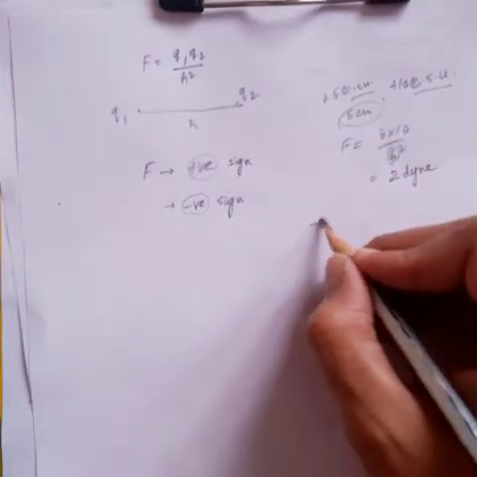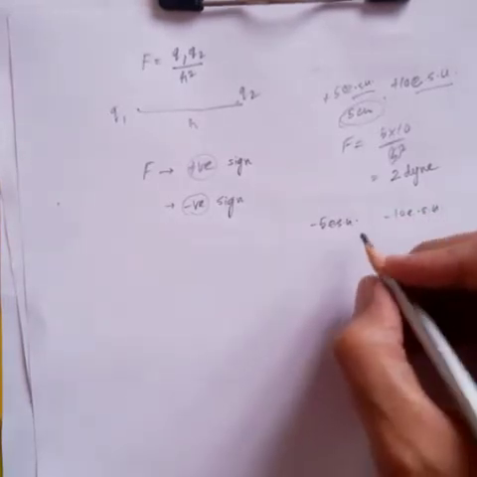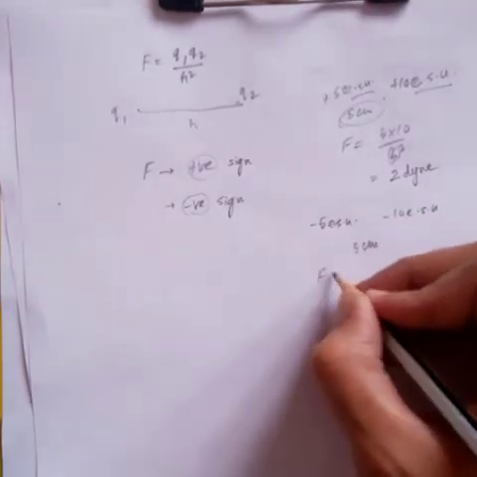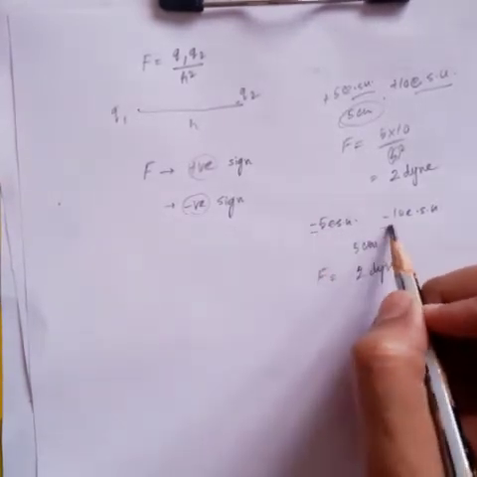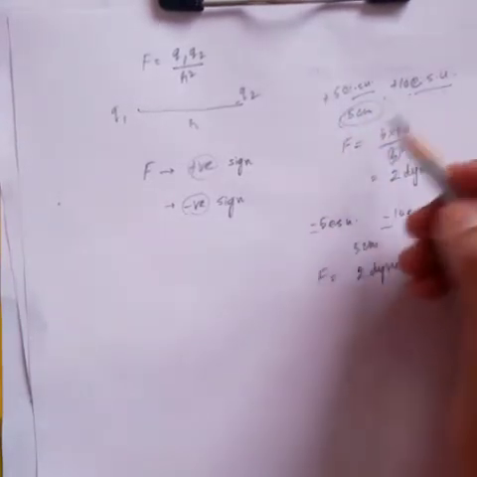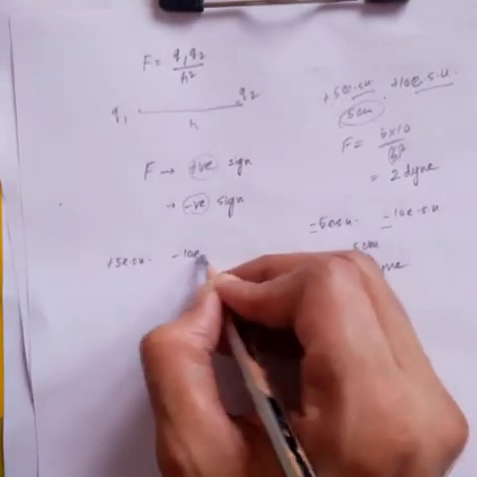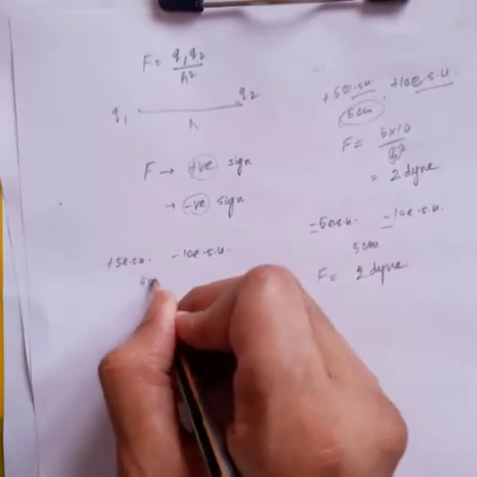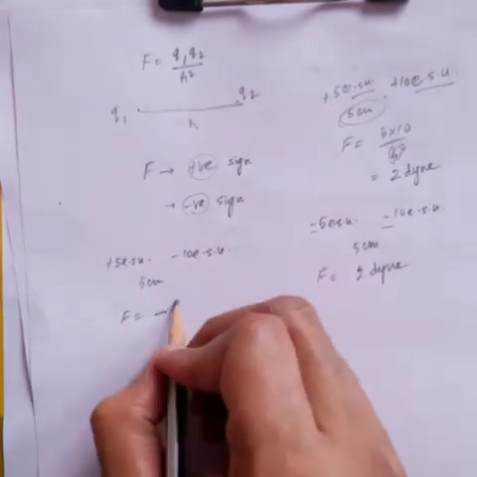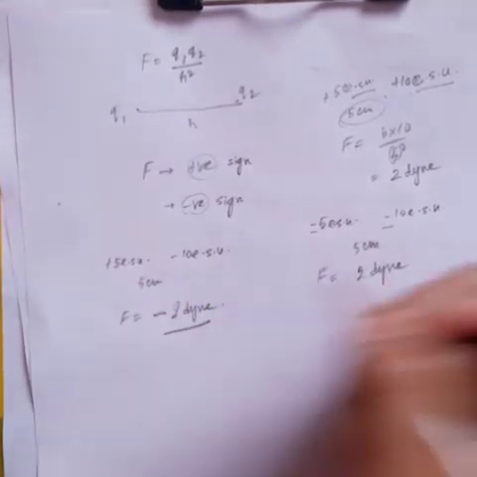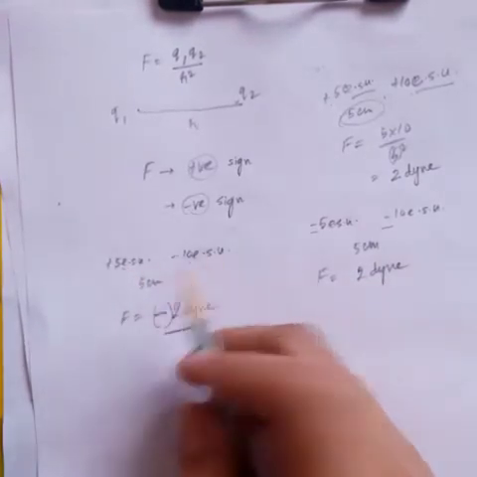Suppose you are choosing two situations, minus 5 ESU charge and minus 10 ESU charge, and the distance is again 5 centimeter. In this case also the result will be 2 dyne. Since they are like charges, they will repel. In here also they had like charges, so they would repel. But if I choose plus 5 ESU and minus 10 ESU and separate them by 5 centimeter and find out the force, their product will give you a minus sign, so you are getting minus 2 dyne.